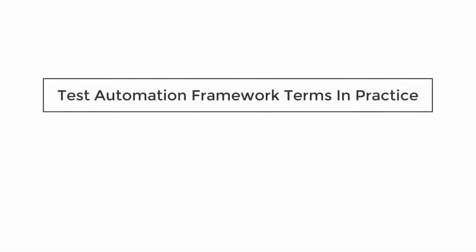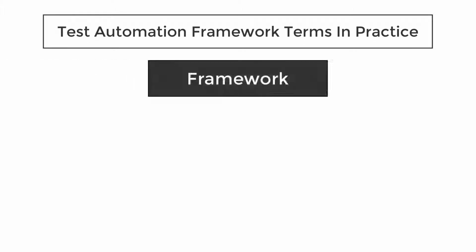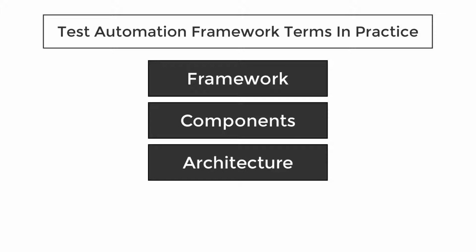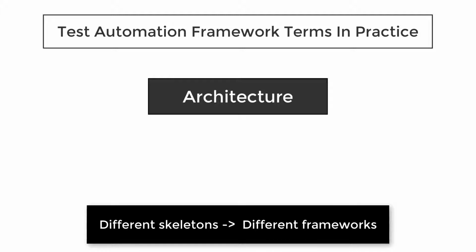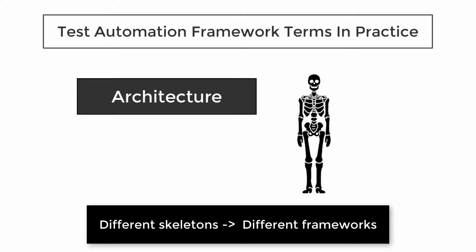Test automation framework, the terms in practice. Let's put these terms, framework, components and architecture, in context. We've talked about what these key terms mean. Now we're going to look at how they apply in our automated testing domain. Remember, we compared the concept of our framework to a skeleton.